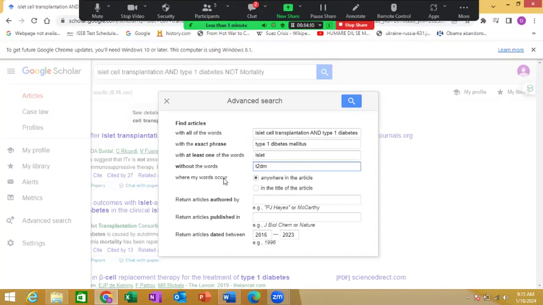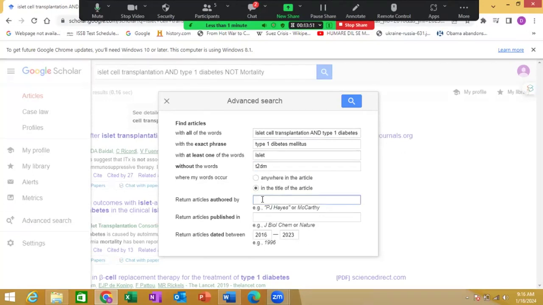And where my words occur, whatever your keywords are, it is asking where they should occur. They can occur anywhere in the article or in the title. I'm saying no, I do not want this. I want only the studies in which my keywords appear in the title, because anywhere in the article and you will lose everything.